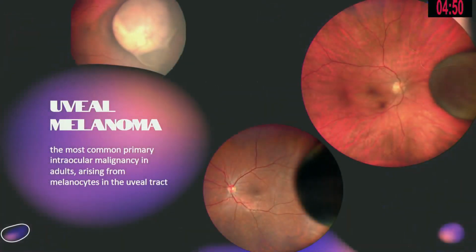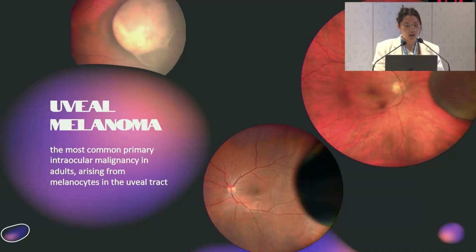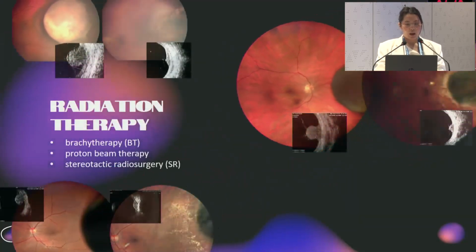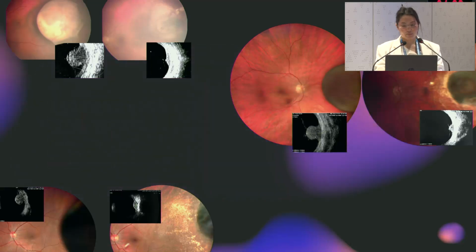Uveal melanoma is the most common primary intraocular malignancy in adults, arising from melanocytes in the uveal tract. Among the various treatments available, radiation therapy has emerged as a highly effective method for the treatment of uveal melanoma, including brachytherapy, proton beam therapy, and stereotactic radiosurgery.